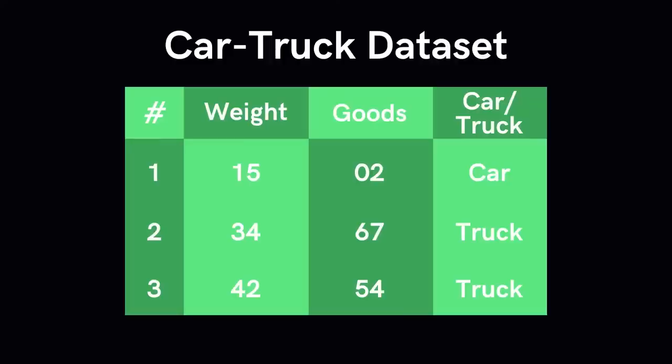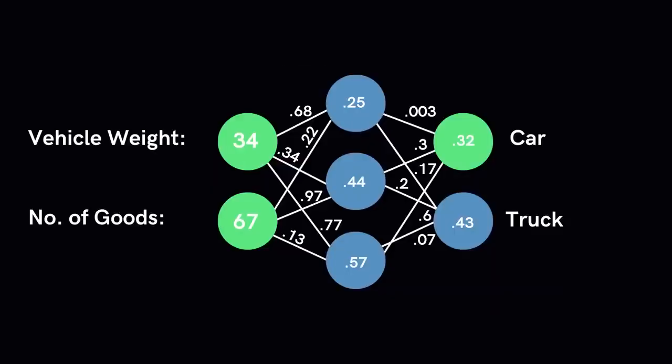In the second entry, we have vehicle weight 34 and goods 67. We're going to use the same process as before. Multiply the input with the weight and add a bias. Pass this result into an activation function and repeat till the output layer. Check the error difference and employ backpropagation to adjust the weights and the biases. Your neural network will continue doing this repeated process of forward propagation, calculating the error and then backpropagation for as many entries as there are in this dataset.